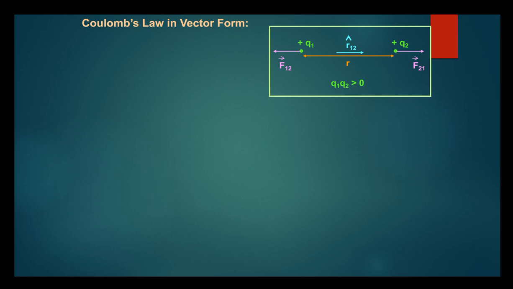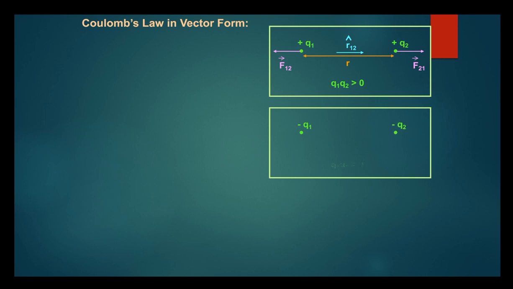F21 is the force on charge 2 due to 1, and F12 is the force on charge 1 due to 2. Similarly, we can also have two negative charges, and in this case also the product of the charges will be greater than 0. The separation is R, and again the R12 unit vector is directed from charge Q1 to charge Q2.